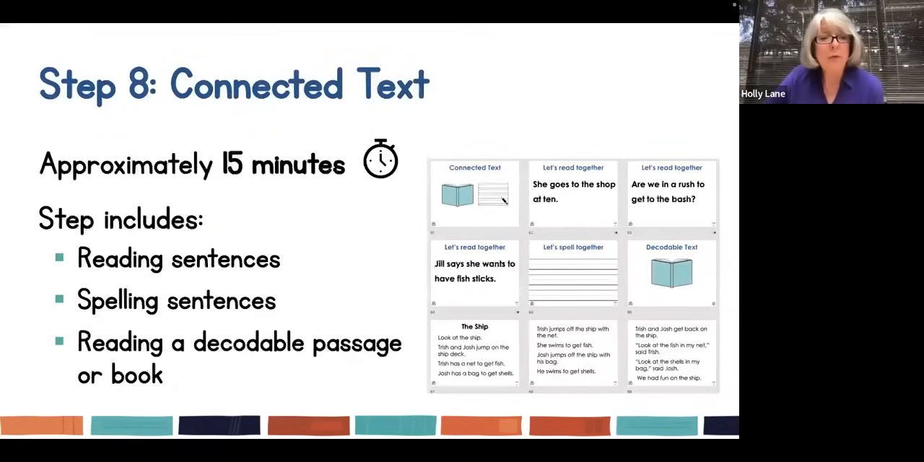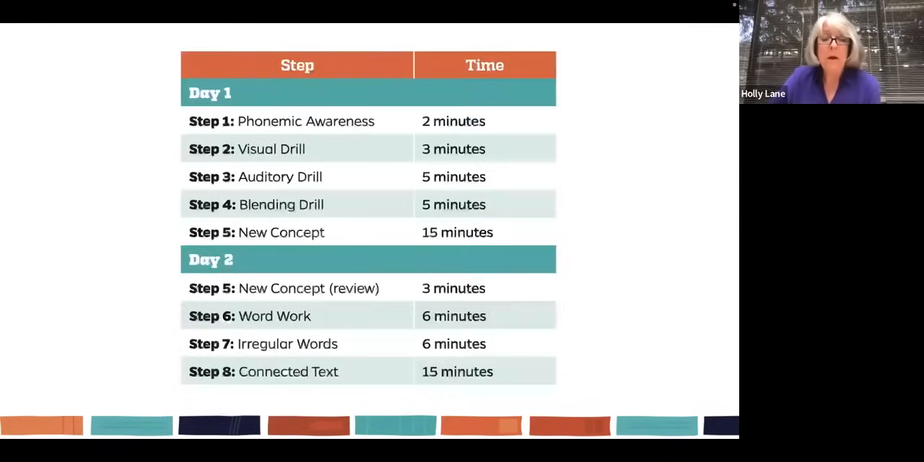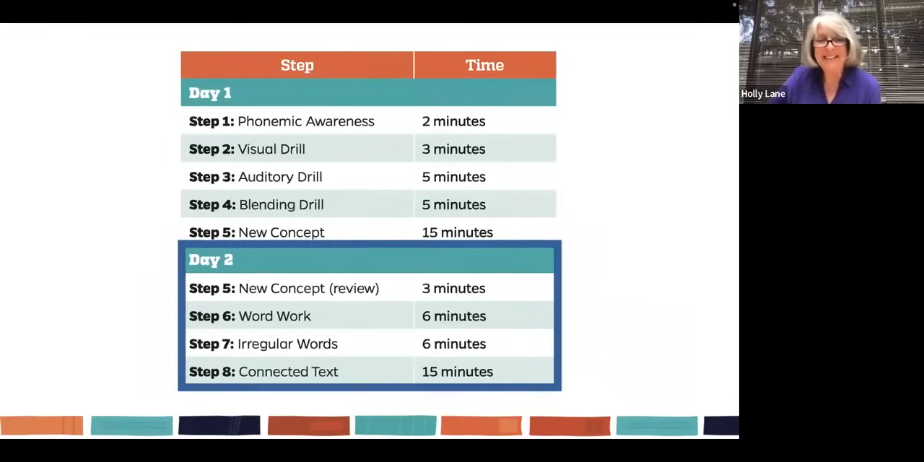So as a quick review, this step, the connected text, takes approximately 15 minutes, so approximately half that day's lesson. And it includes reading sentences, spelling sentences, and then reading a decodable passage or book. So that is our day 2 lesson. And we hope that this explanation has helped you understand each of the lesson steps better.